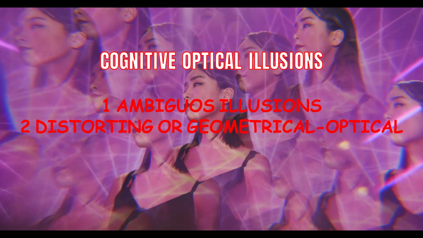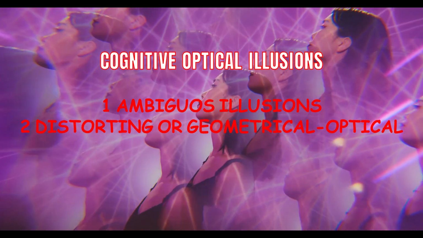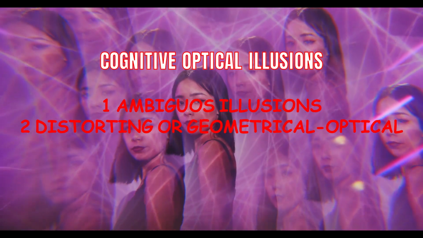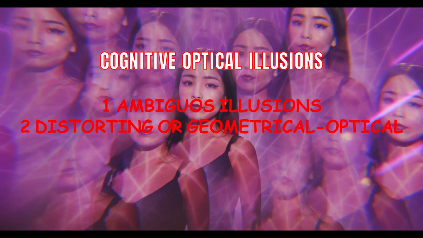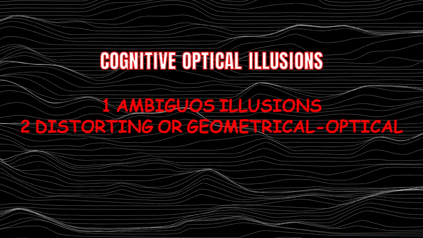Ponzo illusion. The Ponzo illusion involves two converging lines with horizontal bars placed across them. The line that appears longer is the one positioned higher on the converging lines. This illusion exploits our brain's depth perception, where objects that appear farther away are perceived as larger.